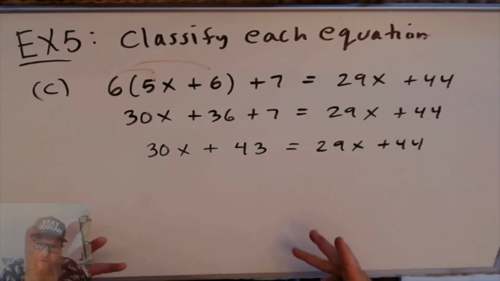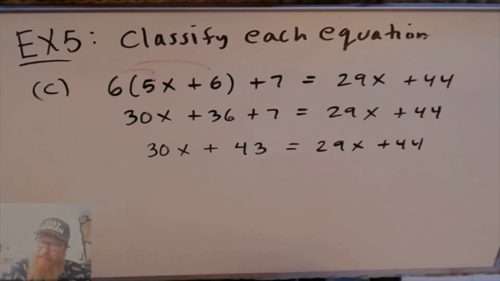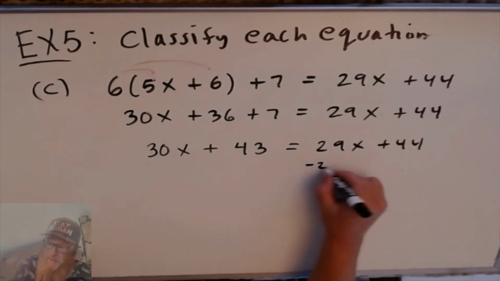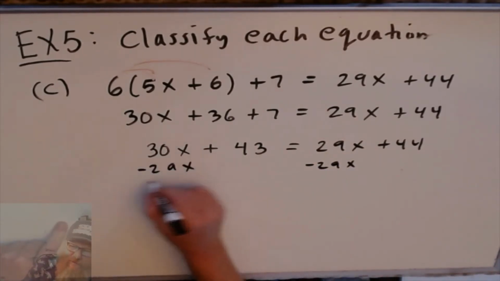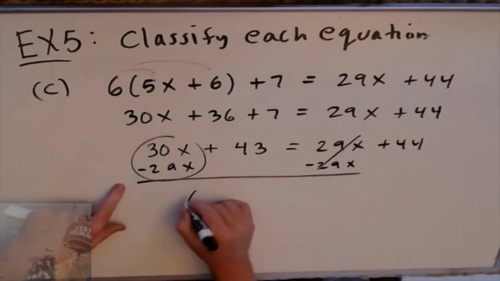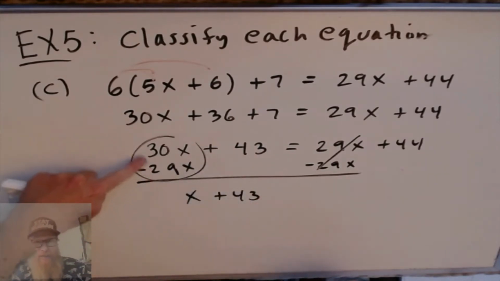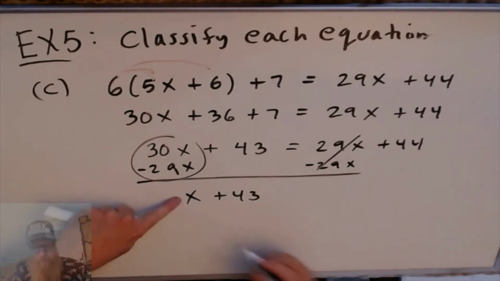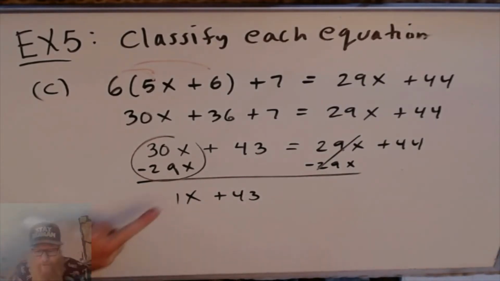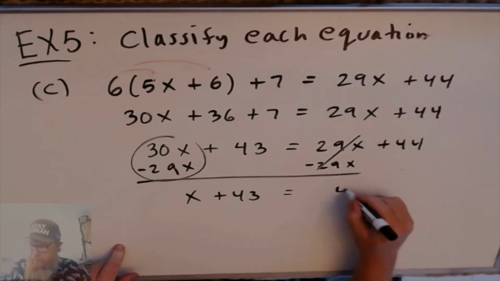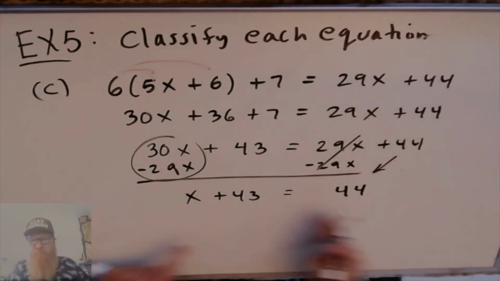All right. Let's see if it's a contradiction. That's what I recommend. Start with, is it identical? If not, is it a lie? Is it always false? And if neither one of those, then the third category is the conditional. Let's see. We're going to move the 29x over. So now we just have 1x. Notice we actually have 1x left. 30 take away 29 is 1x. Some people actually put the 1. I don't, unless I'm really trying to prove a point. Bring down the 44. That's not a lie.